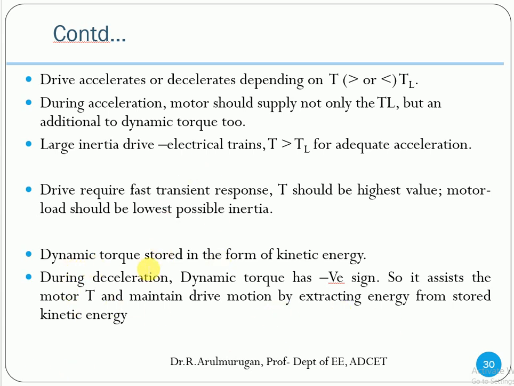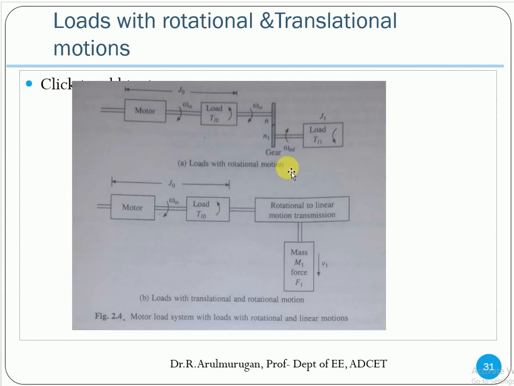Next, dynamic torque. Dynamic torque is stored as kinetic energy, as we already discussed, in either rotational motion or linear motion. What is an example of linear motion? Electric vehicles, where the wheel and motor are connected through a linear motion conversion.